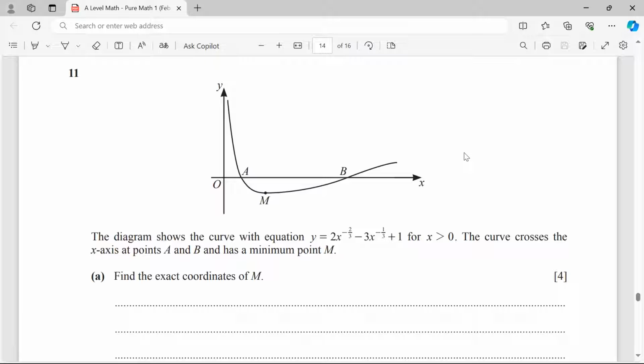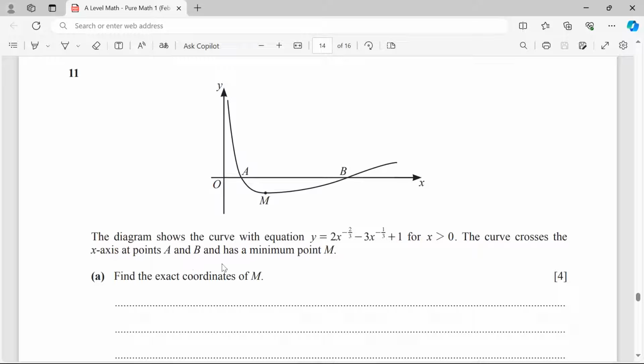Now in this question, we are given the following diagram, and this diagram shows the curve with equation as the following, for x is greater than 0. The curve crosses the x-axis at points A and B and has a minimum point M here. For the first question, find the exact coordinates of M.